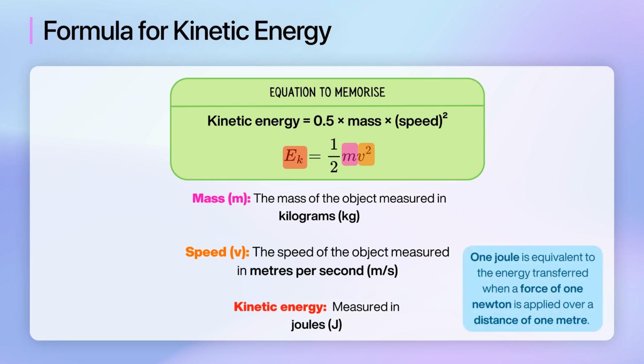1 joule is equivalent to the energy transferred when a force of 1 Newton is applied over a distance of 1 meter. This definition may feel odd now, but it will be clearer once we get to the concept of work done.